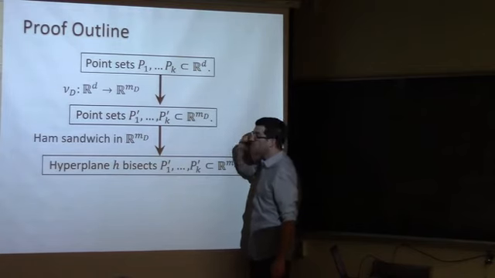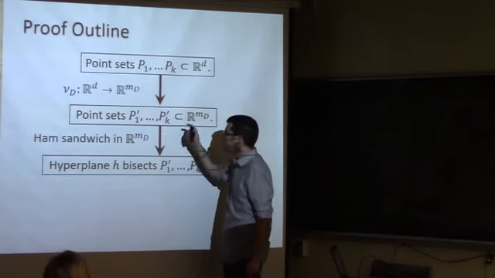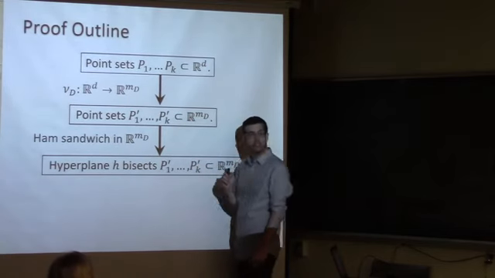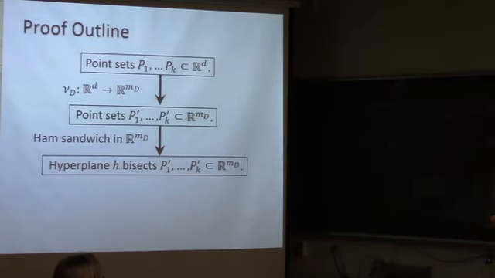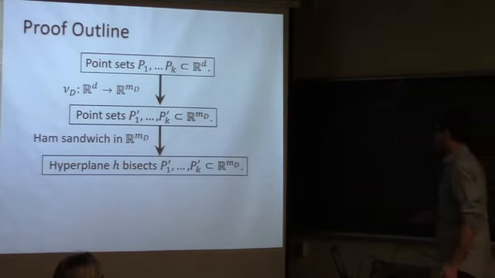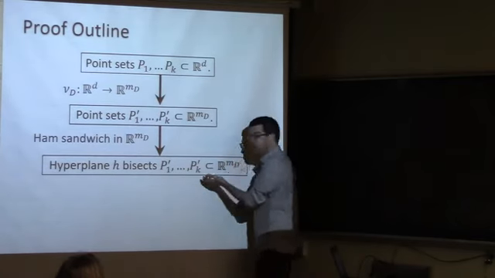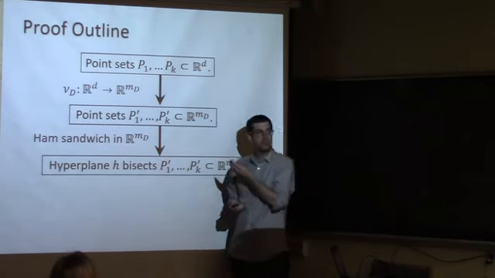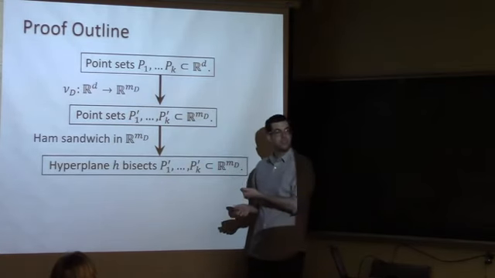And then I'm allowed to use the ham sandwich theorem because now the dimension is at least as large as k, and I have a hyperplane that simultaneously bisects them all. And you might say, okay, you bisected the wrong sets. We wanted to bisect the p's. Well, we now bisected the p primes, but you can probably already guess what we're going to do next. We're going to pull this back to a lower dimensional space.